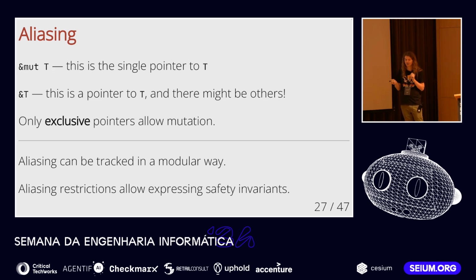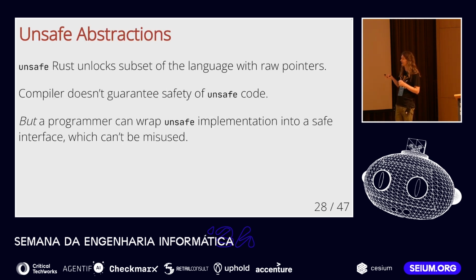And there are two powerful ideas why this particular extension to the type system makes sense. One is that this is modular. So Rust doesn't do whole program analysis. It is able to enforce this rule, analyzing a function at a time. The second idea is that this gives you a type system powerful enough to express safe abstractions.